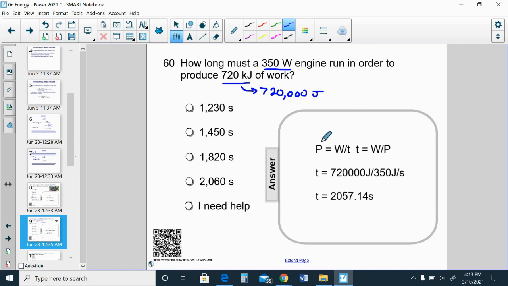You just rearrange the power equation. Power is equal to work over time. If you solve for time, that is equal to work over power. So 720,000 joules divided by 350 joules per second, or watts, is equal to 2057.14 seconds. So letter D.